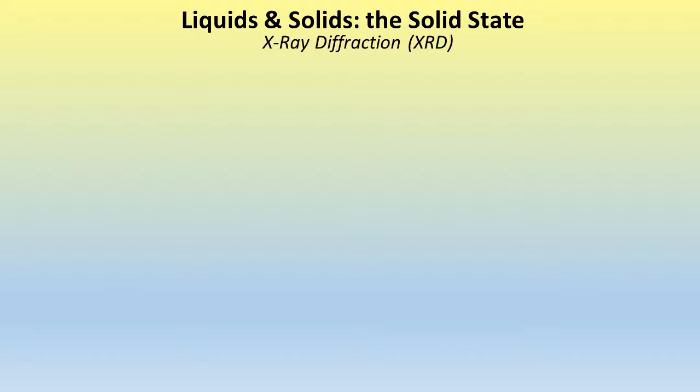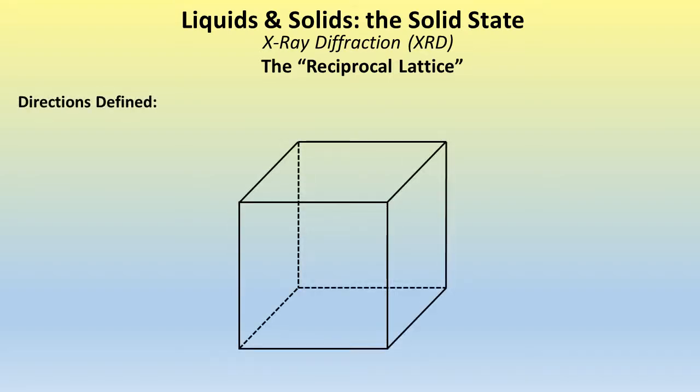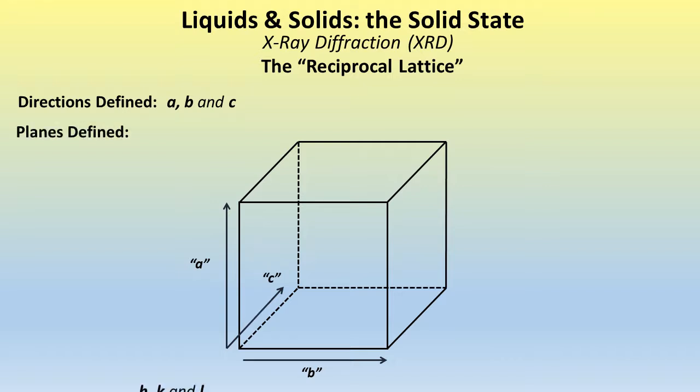Because X-ray diffractometry is based on something called the reciprocal lattice, where once again we think of a unit cell as a cube, with directions defined by A, B, and C. Planes are defined by the letters H, K, and L. These are called the Miller indices. They are the reciprocal of A, B, and C.